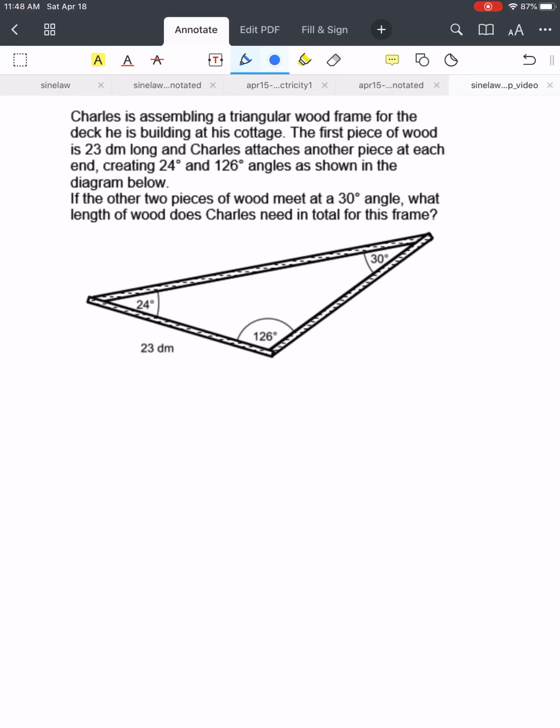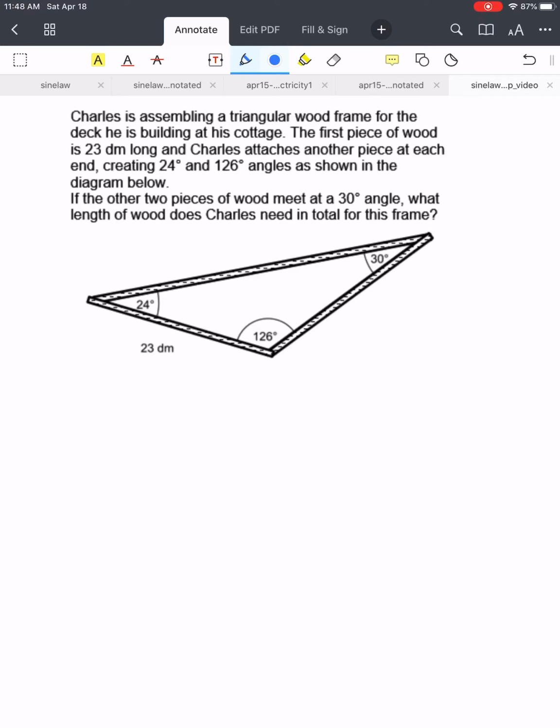All right, last question I have for you today. Charles is assembling a triangular wood frame for the deck he is building at his cottage. The first piece of wood is 23 decimeters long, and Charles attaches another piece at each end, creating 24-degree and 126-degree angles as shown in the diagram below. If the other two pieces of wood meet at a 30-degree angle, what length of wood does Charles need in total for this frame? So we need to find all of our side lengths and then add them together to find out the total amount of wood that he's going to need.